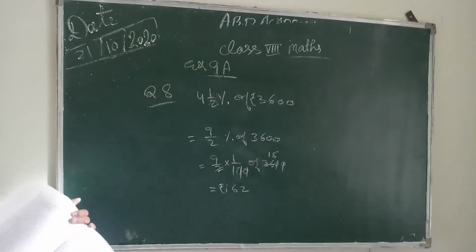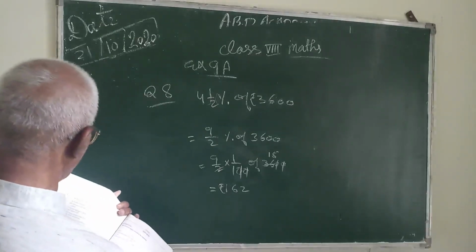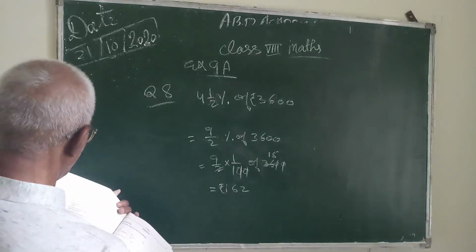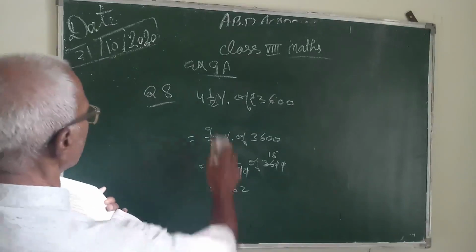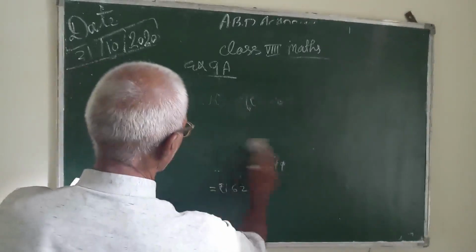Then question 9: if 16% of a number is 72, find the number.